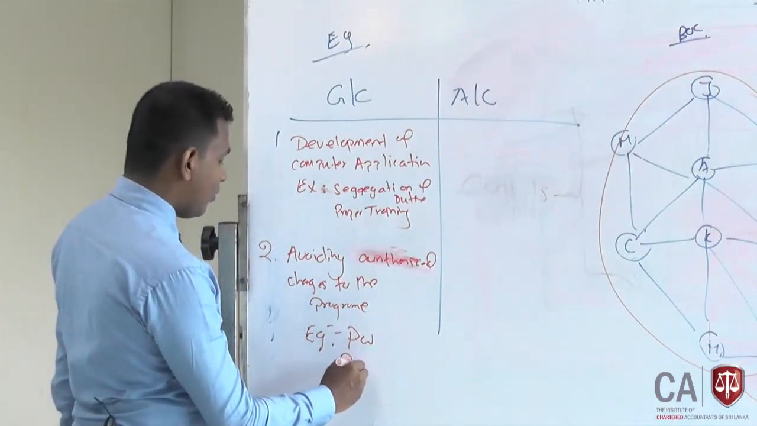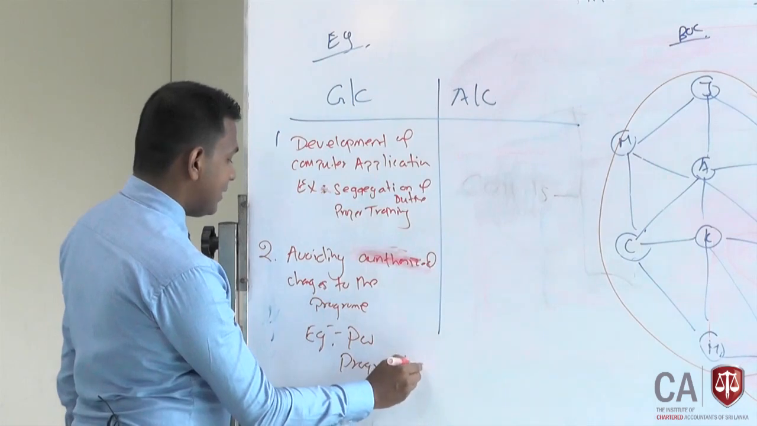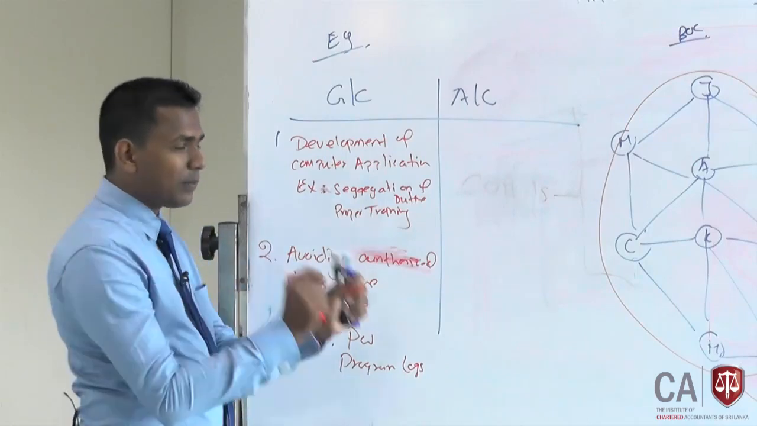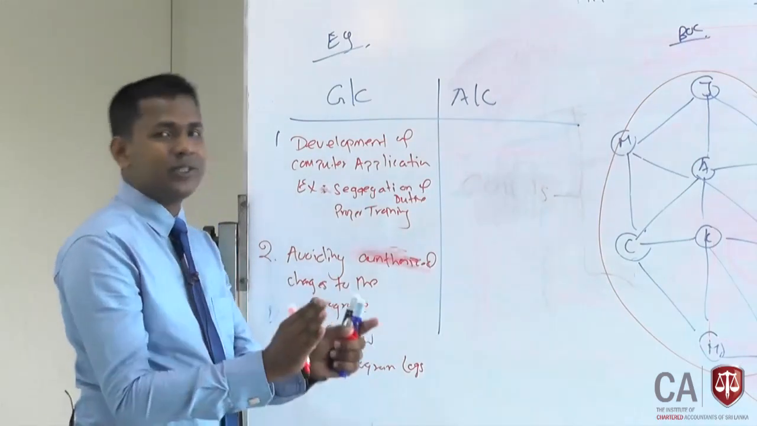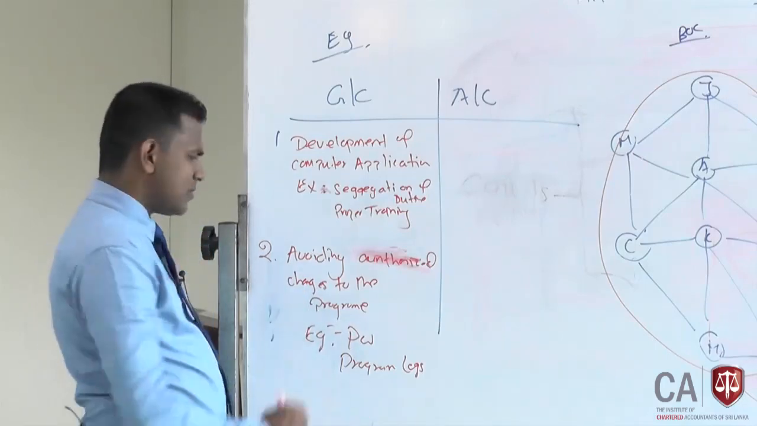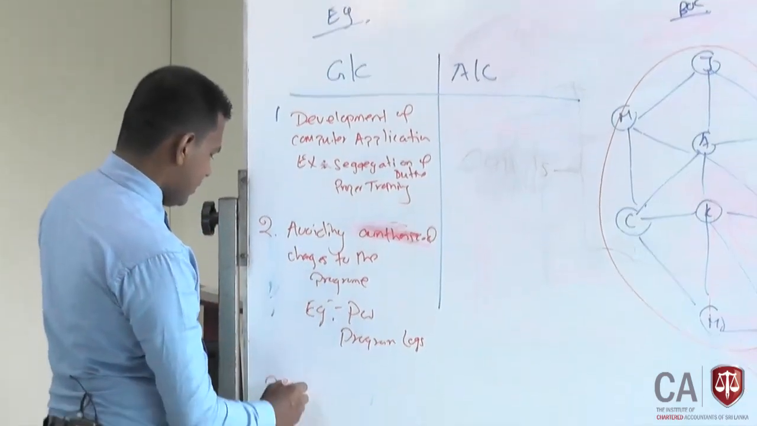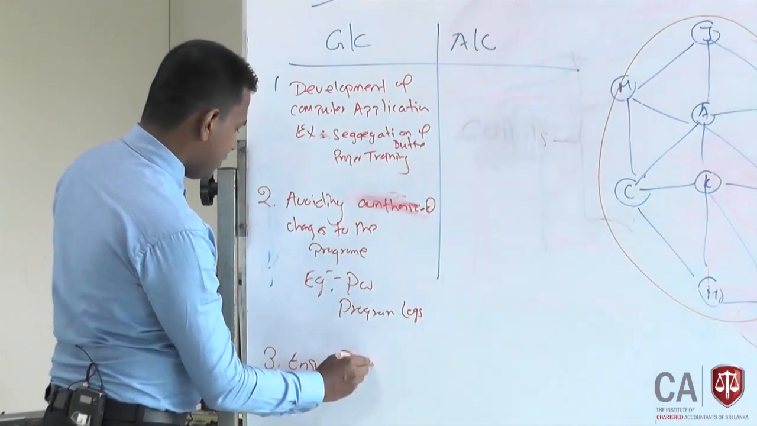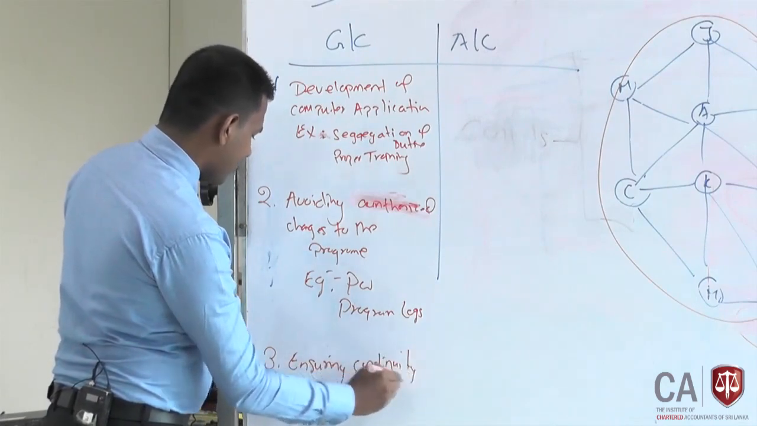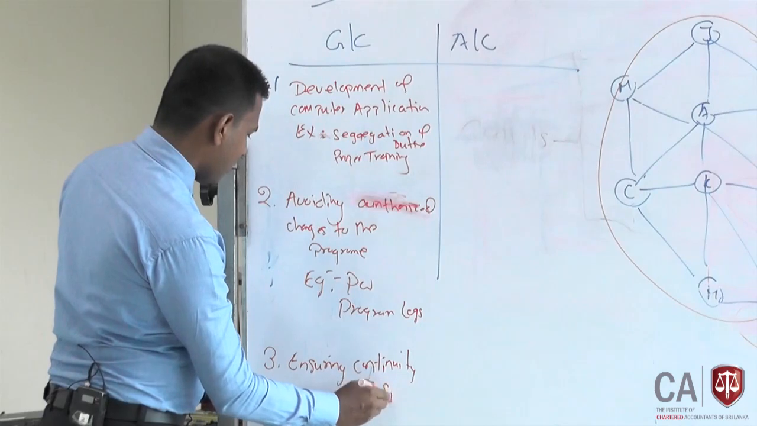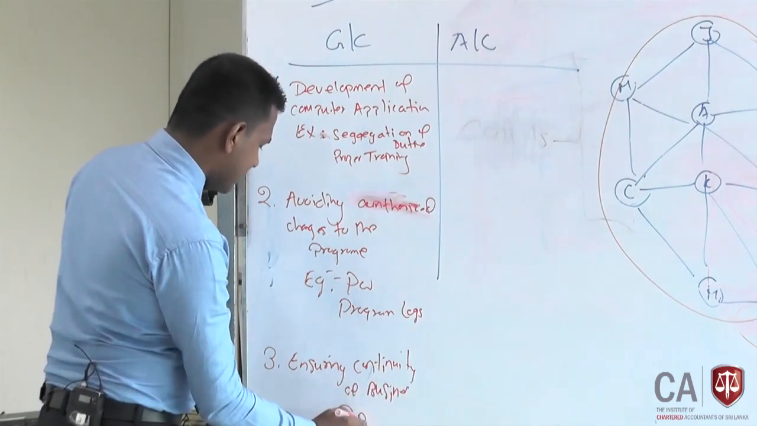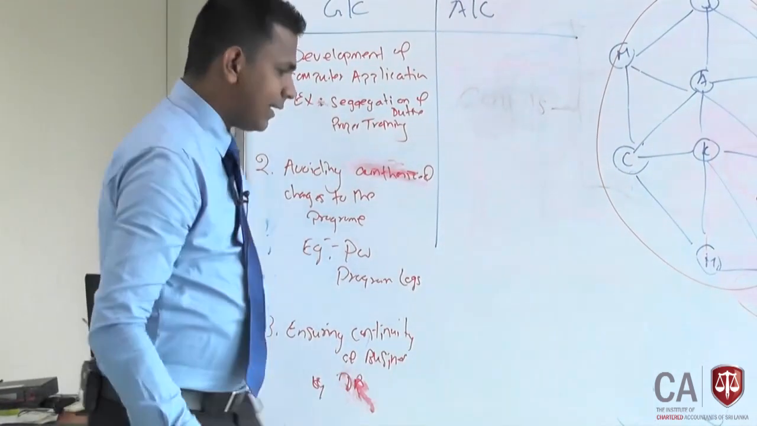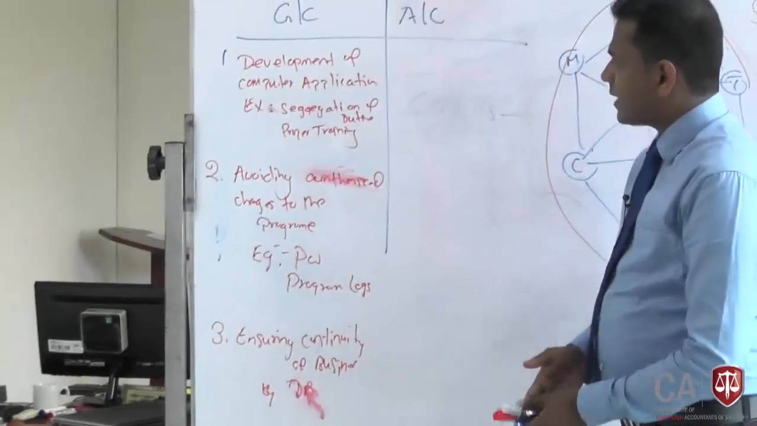So another one is program logs. That means a log is maintained in order to give a report on who has entered into the system and what modifications were made, right? So another example for general control, right? Ensuring continuity of business, disaster recovery center, DR. Example, DR. So I gave you 3 examples now, 3 examples for general control.